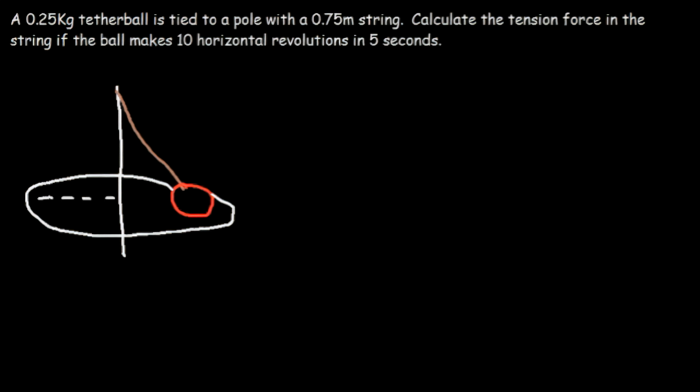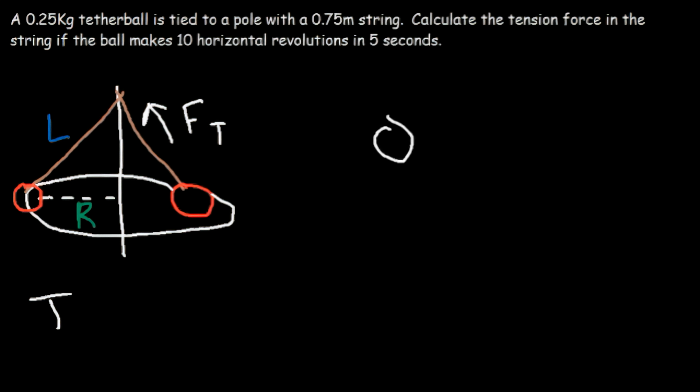So this is the radius of the circle. Let's call it r. This is the length of the string. We'll call it L. And the time it takes to make one revolution is the period, which we'll call capital T. So let's call the tension force Ft. Let's not confuse it with T. So the tension force has a vertical component. Let's draw the free body diagram.